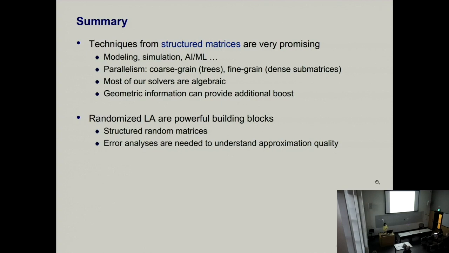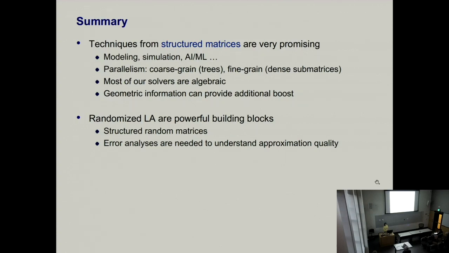So as you see, the improvement we have achieved is mostly coming from structured matrices, low-rank structure, and randomized structured matrices. Traditionally, it's helping modeling and simulation. Now it can help machine learning.